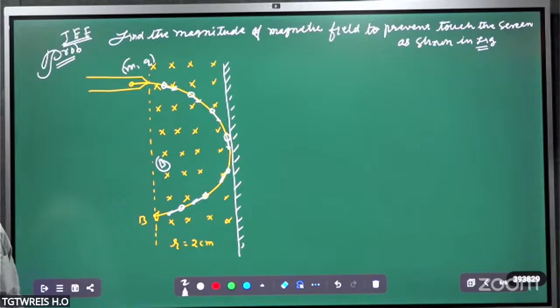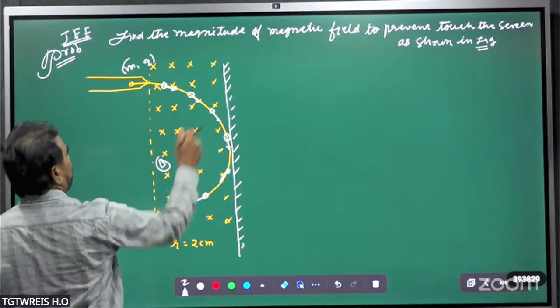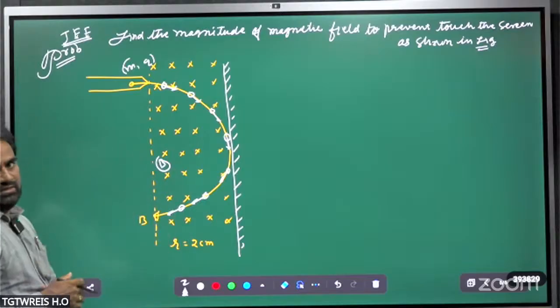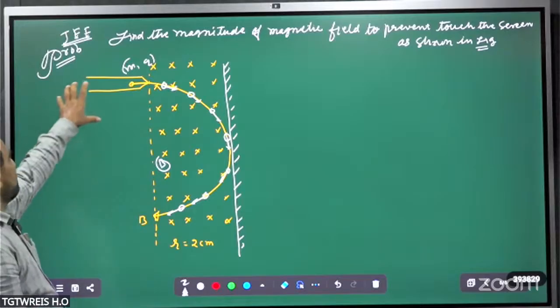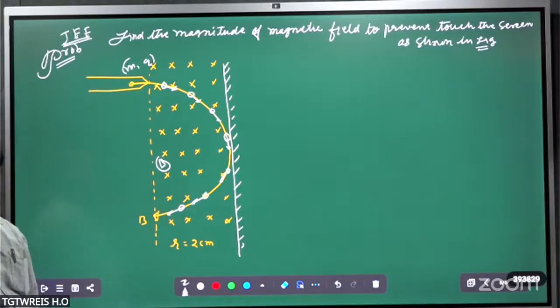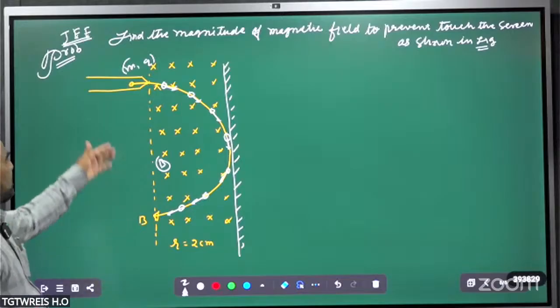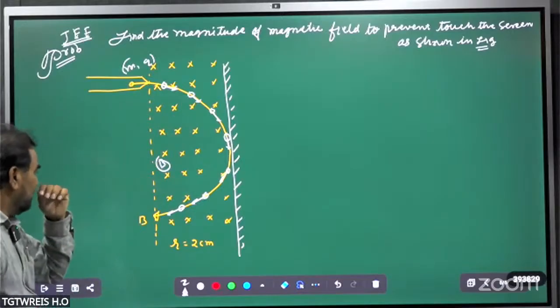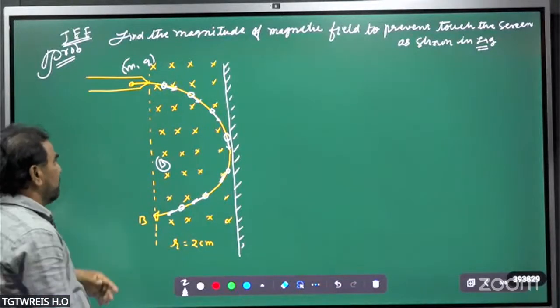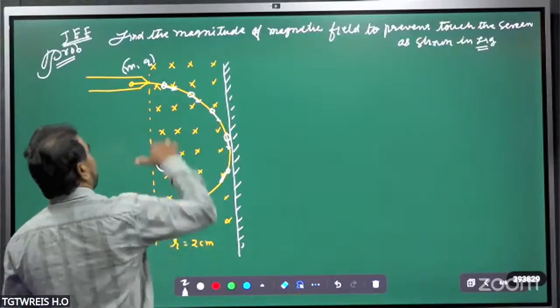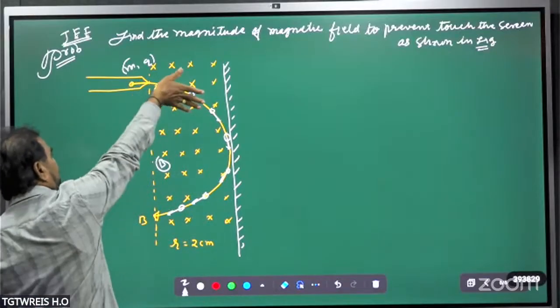Okay, is it clear or not? How much magnetic field would be required to prevent the electron from touching the screen? When the electron enters, it has some amount of kinetic energy. When it enters the magnetic field, the force will be continuously acting in this direction. This is the direction of the magnetic field.